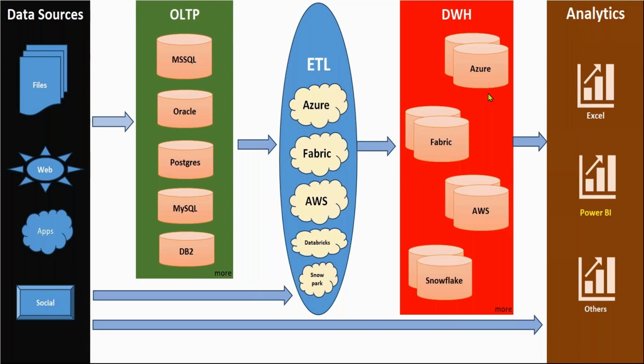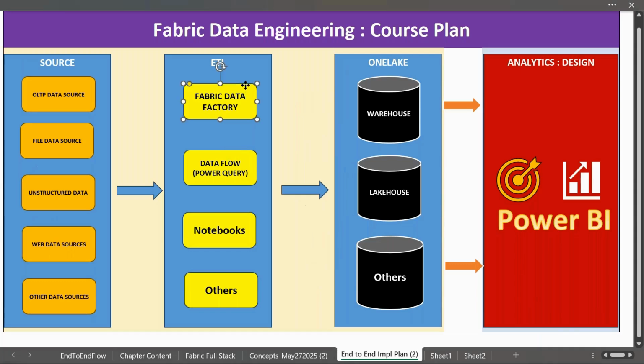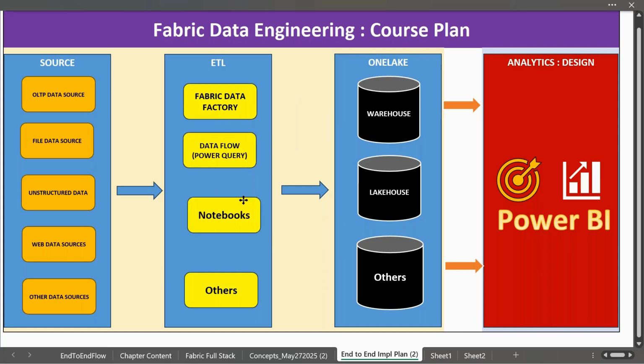Okay, let's make it clear slowly. Let's understand the ETL and warehouse concepts. Here it is. Data factory, Fabric data factory, data flow, notebooks. Okay, these are the three major items to perform ETL activities.